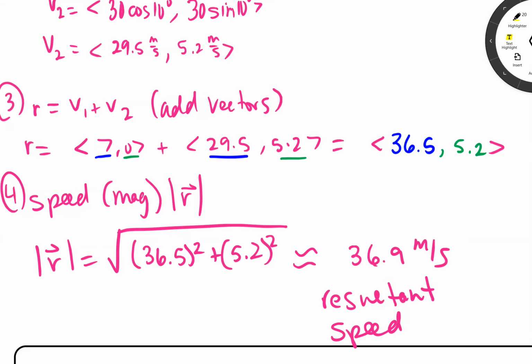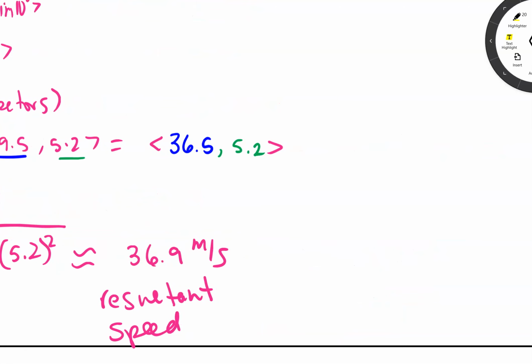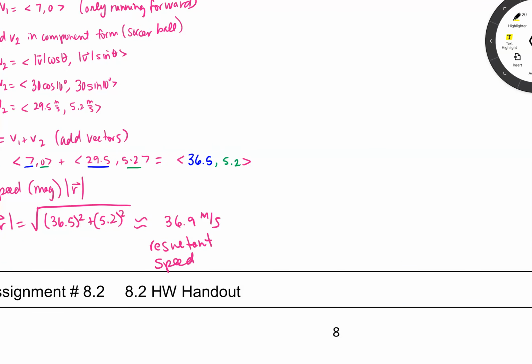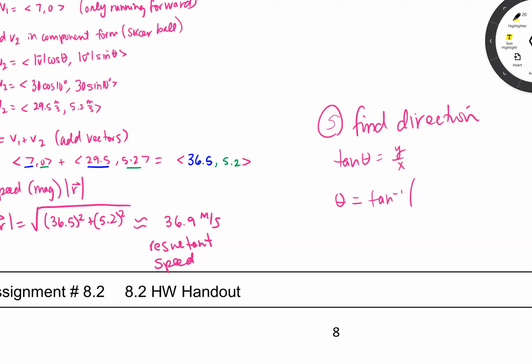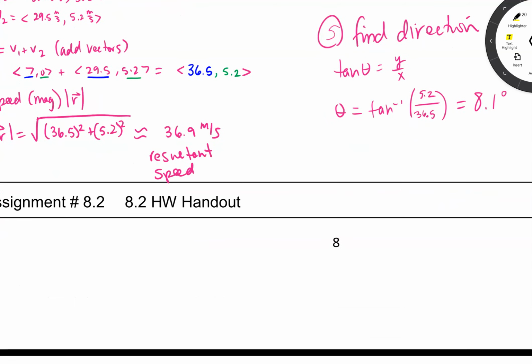Not quite done yet. We need the direction of the kick as well. To figure out the direction of the kick, we're using tangent of theta is just y over x. So my angle is going to be tan inverse of my y, which is 5.2, over my x, which is 36.5. So you get an angle of 8.1 degrees. So the final answer is going to be 36.9 meters per second at 8.1 degrees.